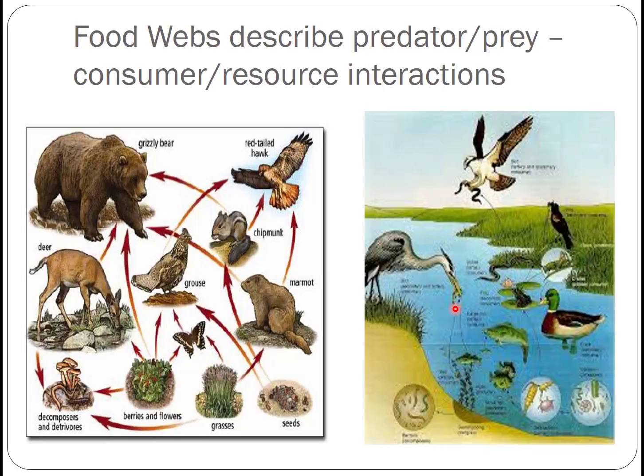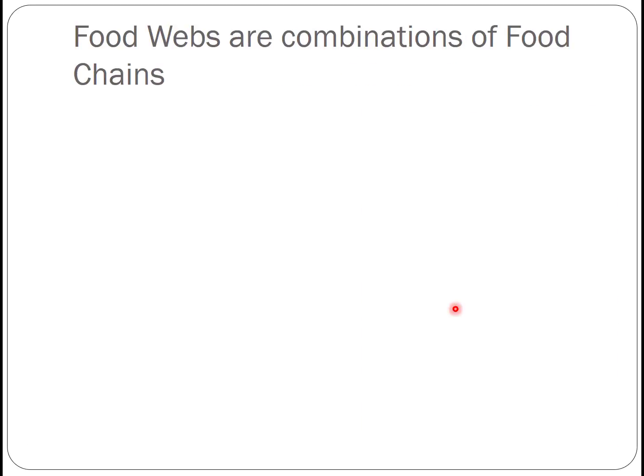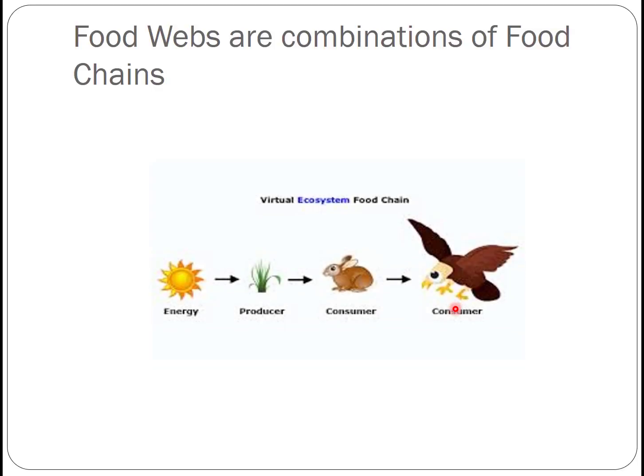Food webs describe the predator-prey, consumer-resource interactions within the biotic factors of an ecosystem. Food webs are combinations of food chains. A food chain is the chain from a food source to the ultimate consumer. Food chains always start off with the sun.